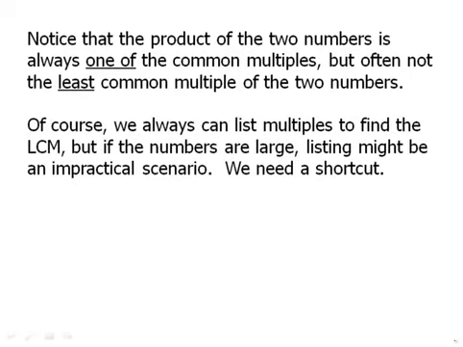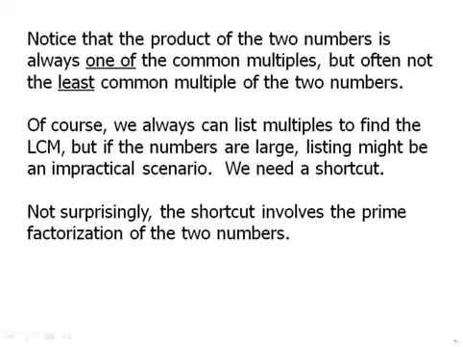Of course, we always can list the multiples to find the least common multiple, but if the numbers are large, listing might be an impractical scenario. We need a shortcut, especially since the test is absolutely not going to ask you to find the least common multiple of 8 and 12. It's going to ask you about three-digit numbers, so we need some kind of shortcut here. Not surprisingly, the shortcut involves the prime factorization of the two numbers, as well as finding the greatest common factor.